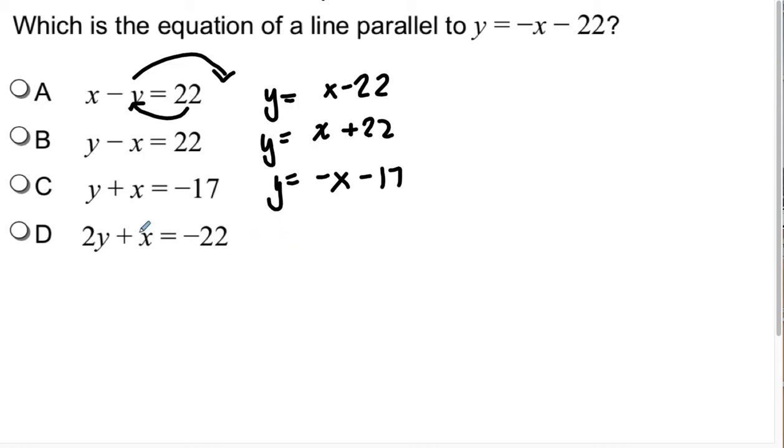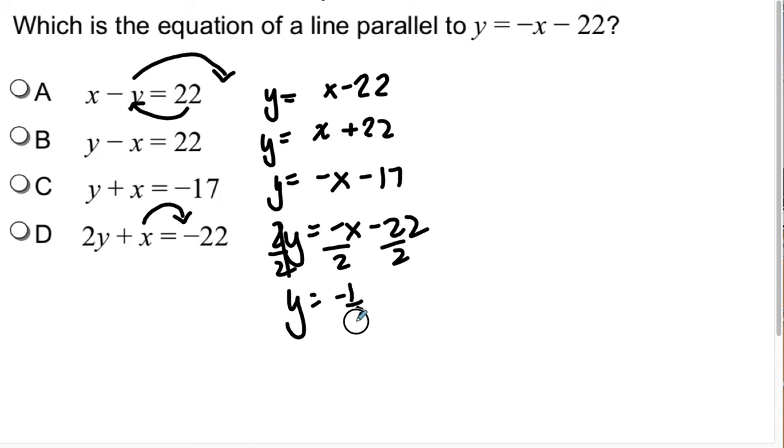So 2y is equal to x, so plus x equals -22. I'm going to move the x over to the other side. So I still have a 2y, and now I have a -x minus 22. And when you divide by 2, because you want y by itself, you don't get the same slope. You have negative 1/2 x minus 11. So therefore, C is the right answer.